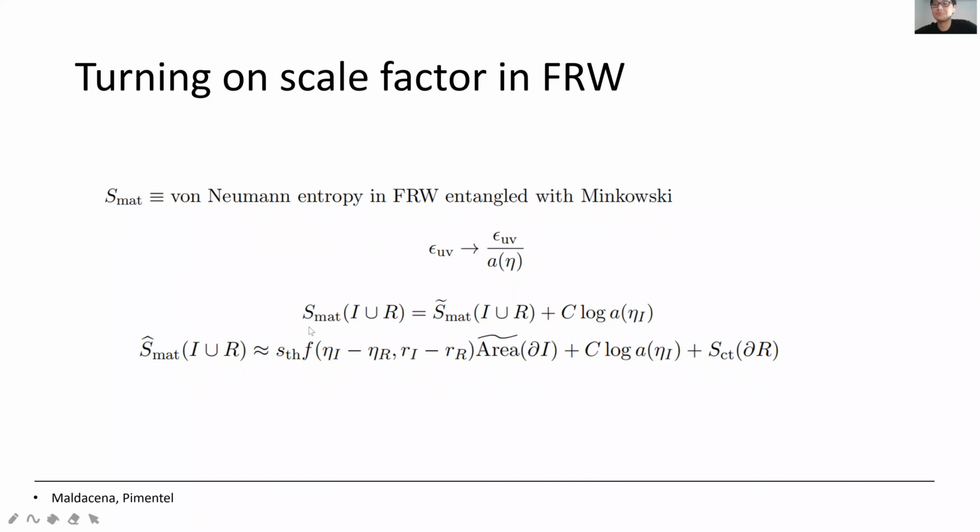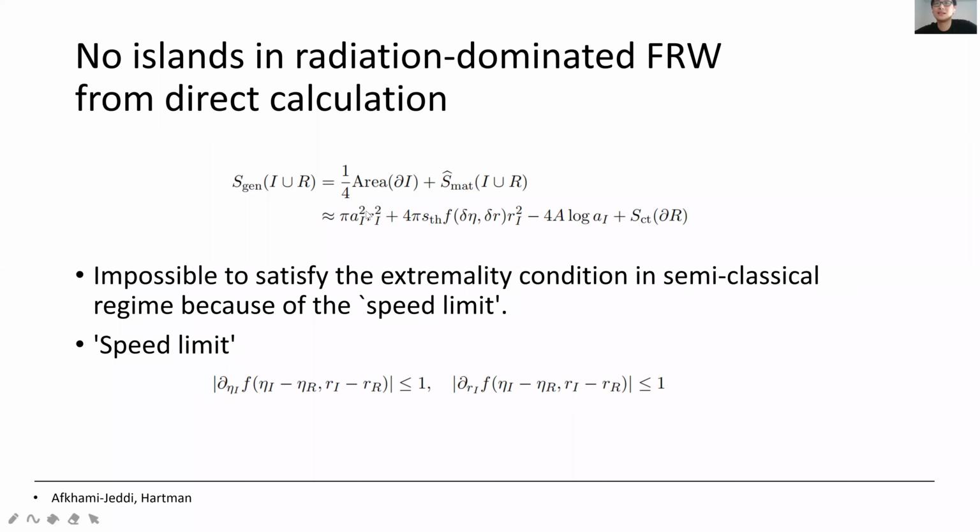This is the formula, and you can try to extremize it. Yeah, we don't know this function f. Fortunately, in this case, when you try to take the derivative, you see that one of the derivative conditions is never satisfied, because although this function is unknown, there is a speed limit derived by Tom and Nima, which makes it impossible to extremize this function. Okay, so this is the story for radiation domination.